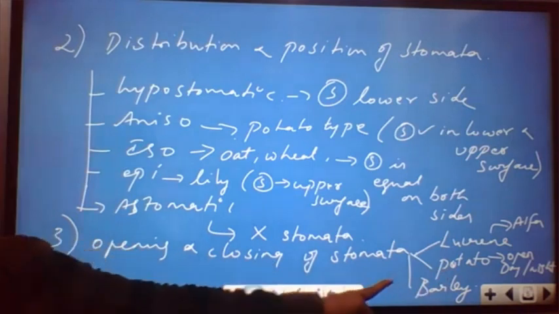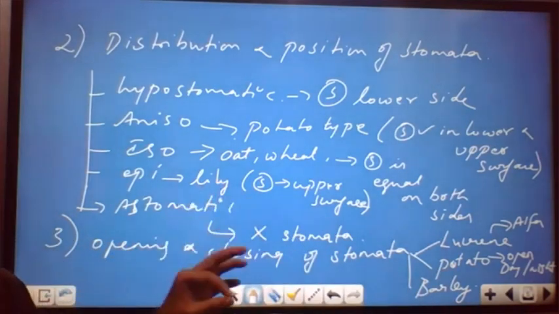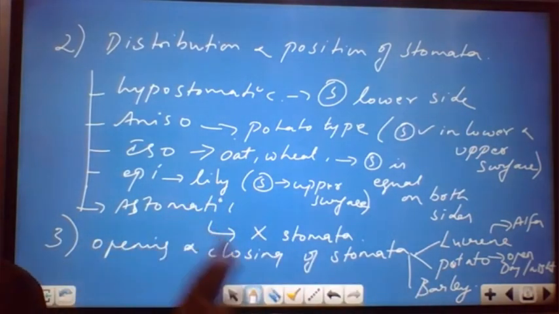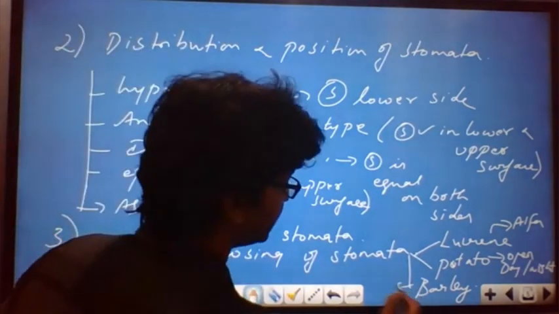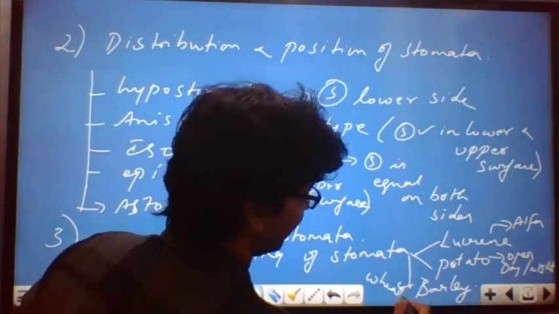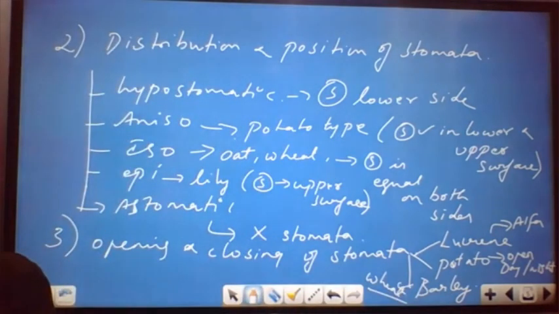Then comes the barley type. It opens only for a few hours in the day, and for the remaining time it closes. Examples of the barley type are wheat and barley. In all these cases, it opens just a few hours in the daytime, and the remaining time it will be closed.